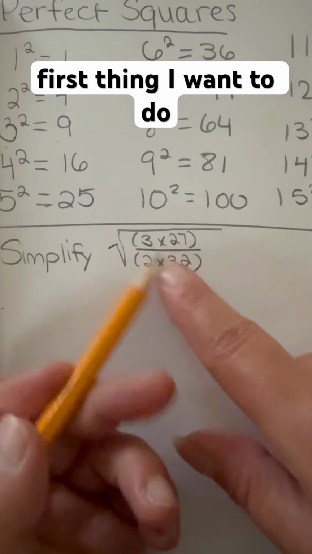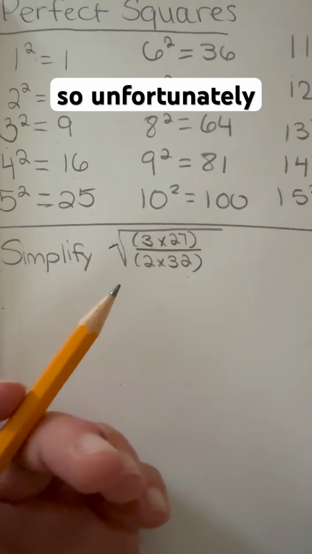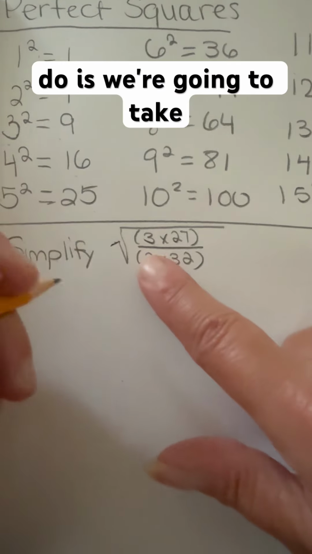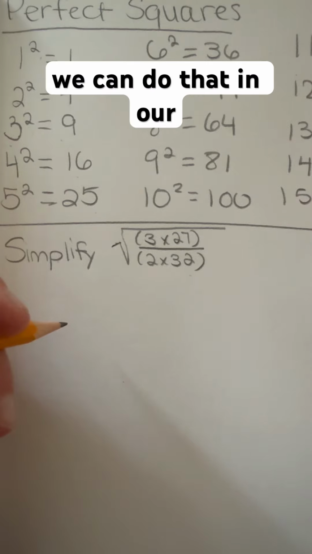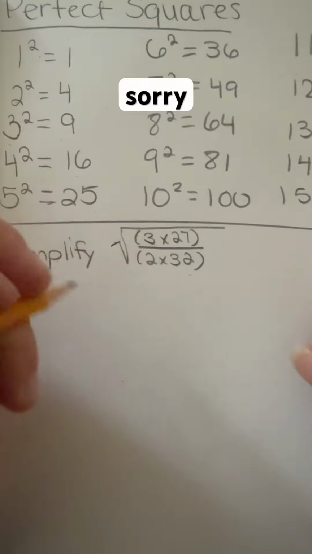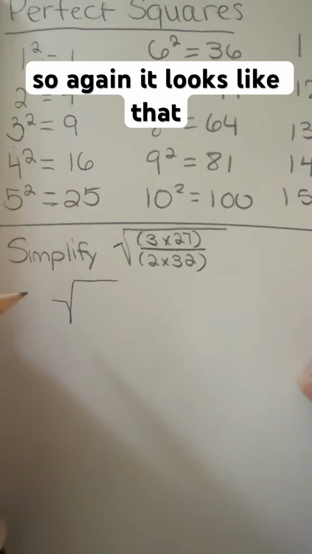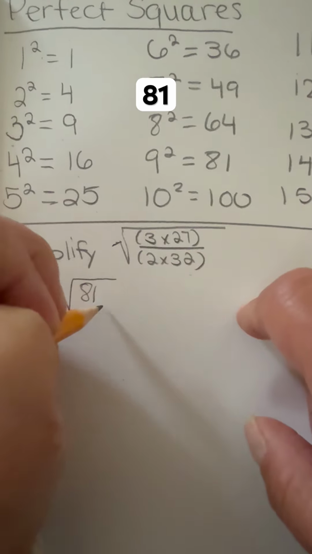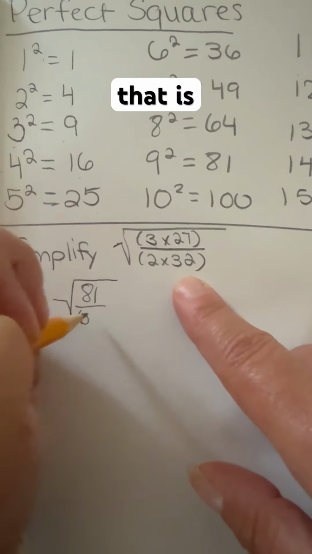First thing I want to do with the fraction is see if there's anything that I can divide out any which way. And there's not, so unfortunately there's not much simplifying that we can do here. So what we're going to do is take the top, our numerator, and multiply 27 times 3. Hopefully we can do that in our head. If not, take a minute and do that out. And you get 27 times 3 is 81. So we have that square root symbol. Again, it looks like that. And on the top, 3 times 27 is 81. In our denominator, we're going to do the same thing. So 2 times 32, and that is 64.